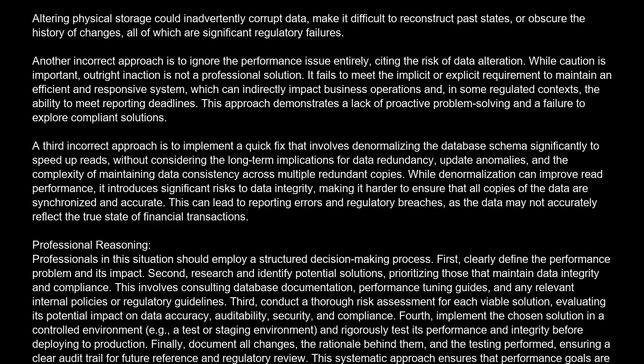Third, conduct a thorough risk assessment for each viable solution, evaluating its potential impact on data accuracy, auditability, security, and compliance. Fourth, implement the chosen solution in a controlled environment, e.g., a test or staging environment, and rigorously test its performance and integrity before deploying to production. Finally, document all changes, the rationale behind them, and the testing performed, ensuring a clear audit trail for future reference and regulatory review. This systematic approach ensures that performance goals are met responsibly and ethically within the bounds of regulatory requirements.